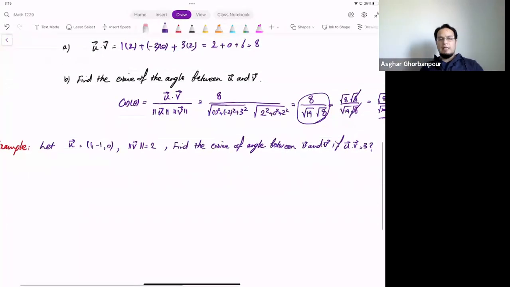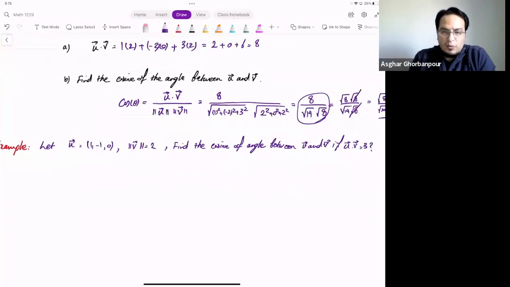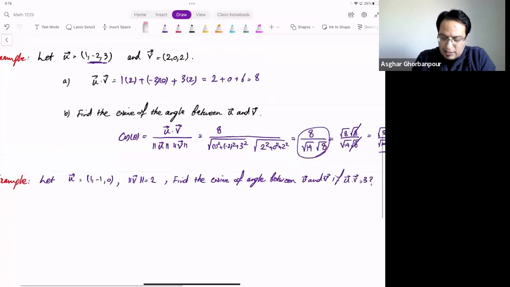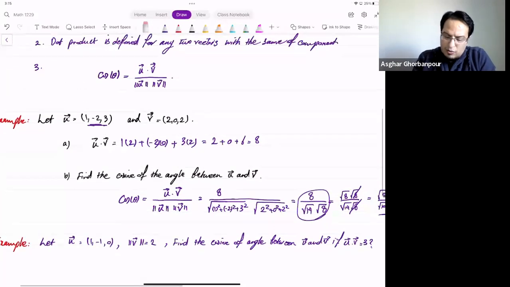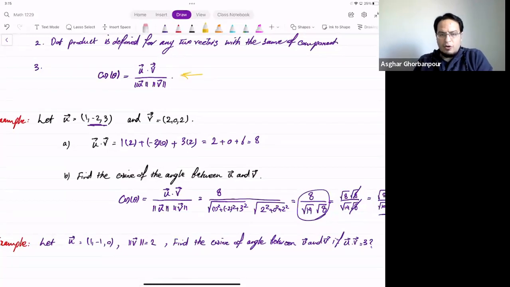So I'll give you maybe 30 seconds to work on this example. The formula you need here is the cosine formula, which is posted up there. Please go ahead and try to do this one and give me the answer. Can you find the cosine of the angle between these two vectors, u and v, with this information given?